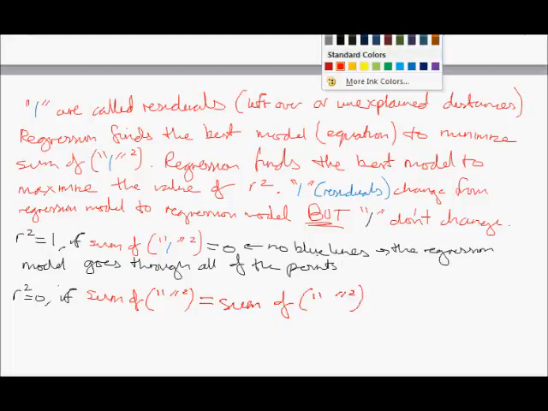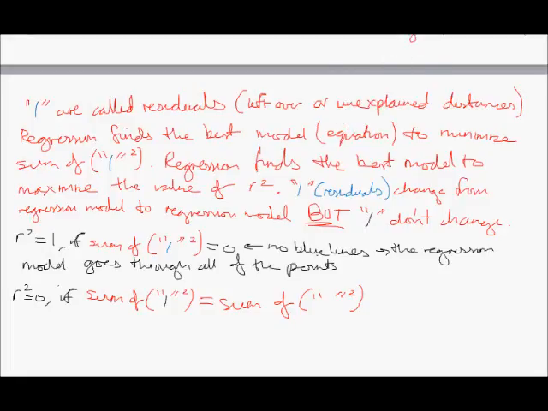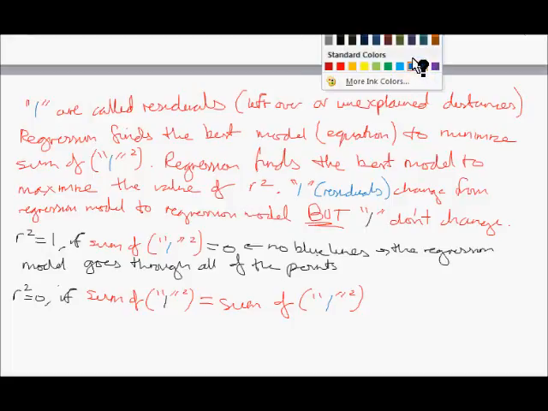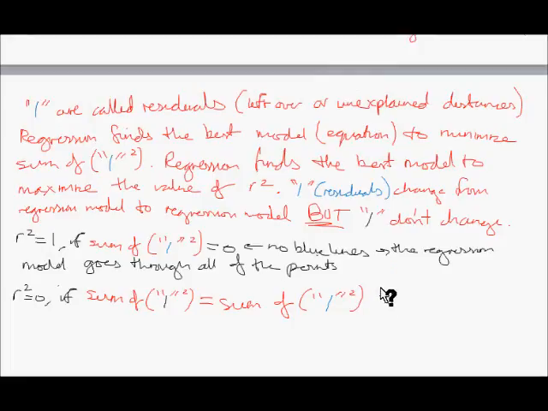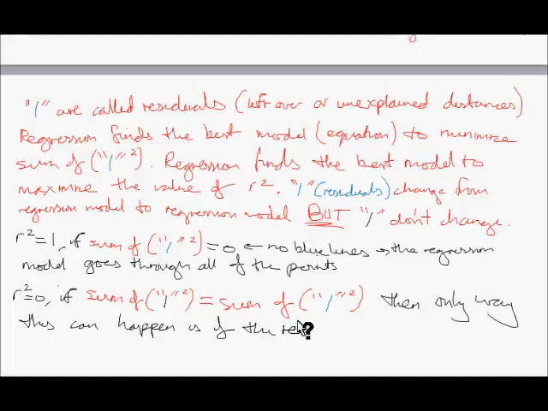So let's put the black and blue in there. And the only way this can happen is if the regression model or regression equation is just the mean of the y's. So in other words, the regression model is y equals y bar.